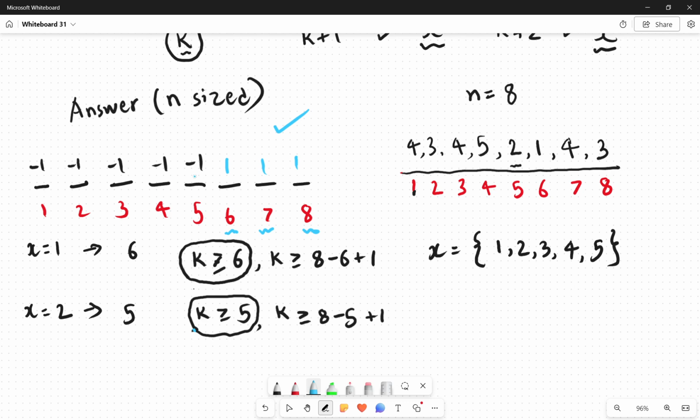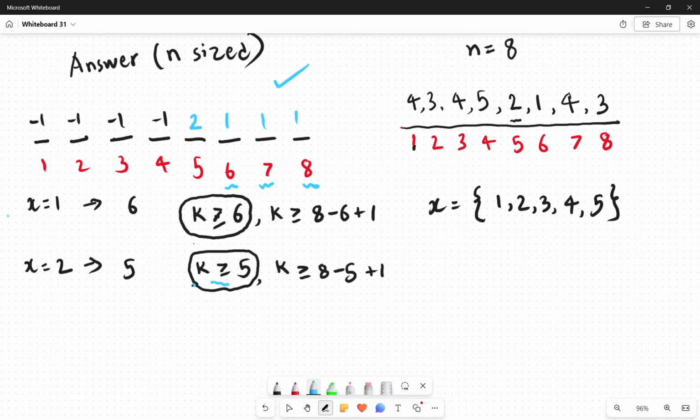So I will iterate from the initial value of k till where I have minus 1, right? So basically I'll just erase this and put x equal to 2 here. So this is basically the thing.